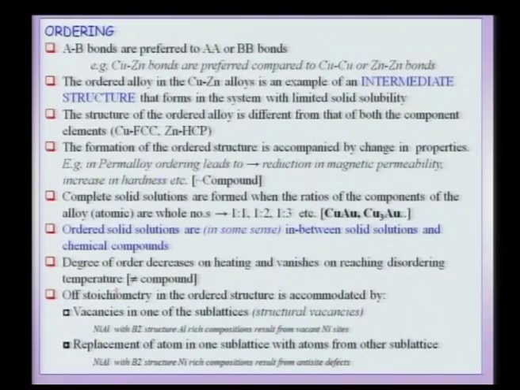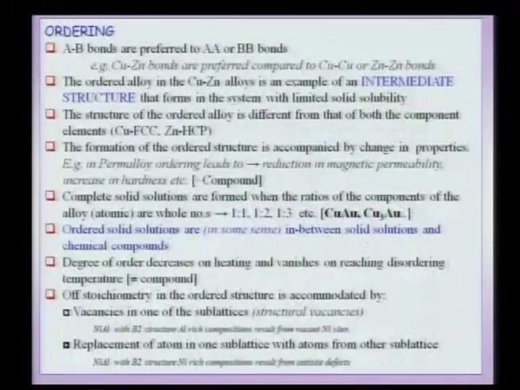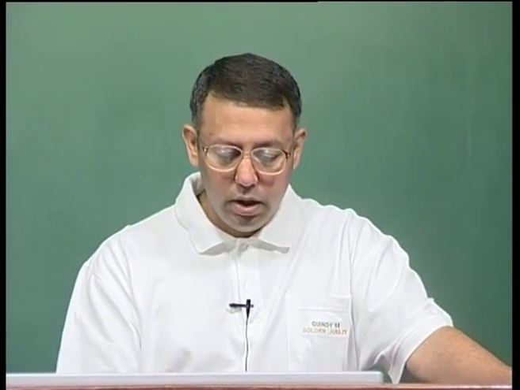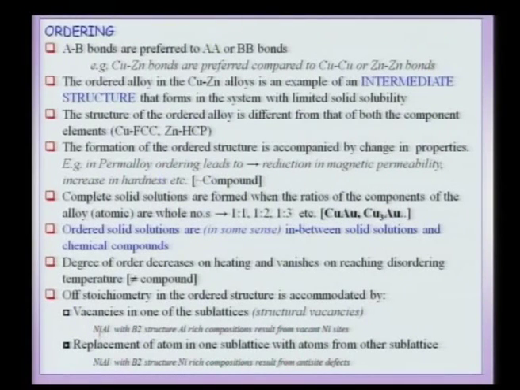And this is what I was mentioning before. Just to emphasize this point once more, off-stoichiometry in an ordered structure can be accommodated in more than one way, and this is something very important to note. The very fact that I have an off-stoichiometry in an ordered structure tells me that the structure will never get completely ordered. A simple example would be nickel aluminum, where I have 50% nickel and 50% aluminum.